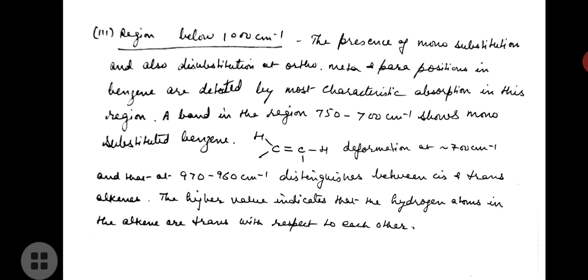Now, the third region is below 1000 centimeter inverse. The presence of monosubstitution and also disubstitution at ortho, meta and para positions in benzene are detected by most characteristic absorption in this region. A band in the region 750 to 700 centimeter inverse shows monosubstituted benzene. C-H deformation at approximately 700 centimeter inverse and that at 970 to 960 centimeter inverse distinguishes between cis and trans alkenes.